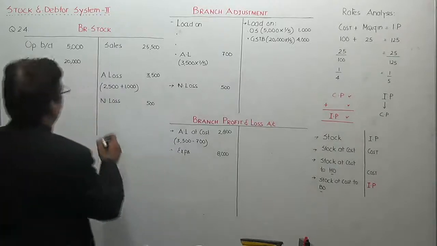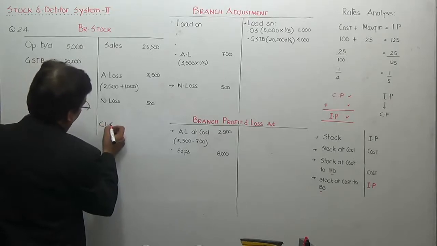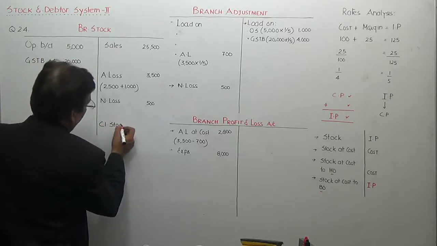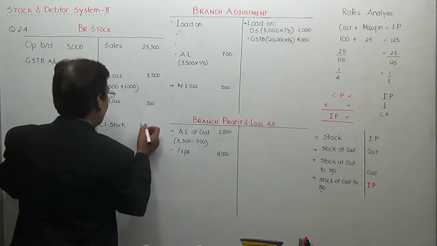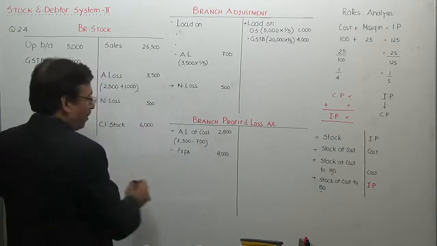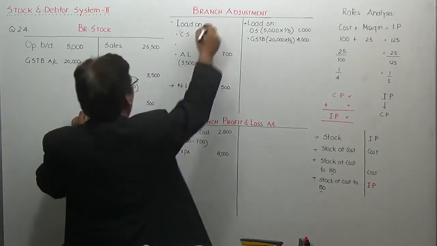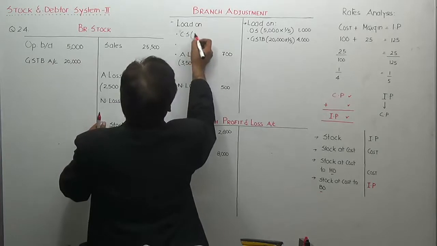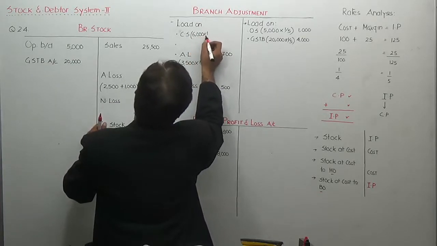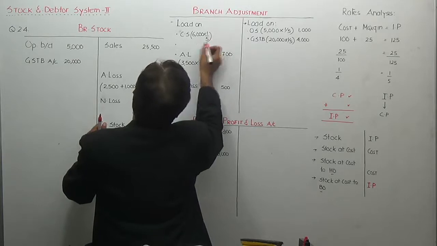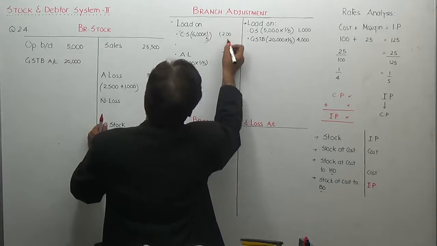So in this case, closing stock is at invoice price, not at cost price. So you will directly write 6,000. You will write the loading of closing stock onto the debit side of branch adjustment account, that is 6,000 into what we call 1 by 5, the rate of loading on invoice price, 1,200. Is it clear to you?